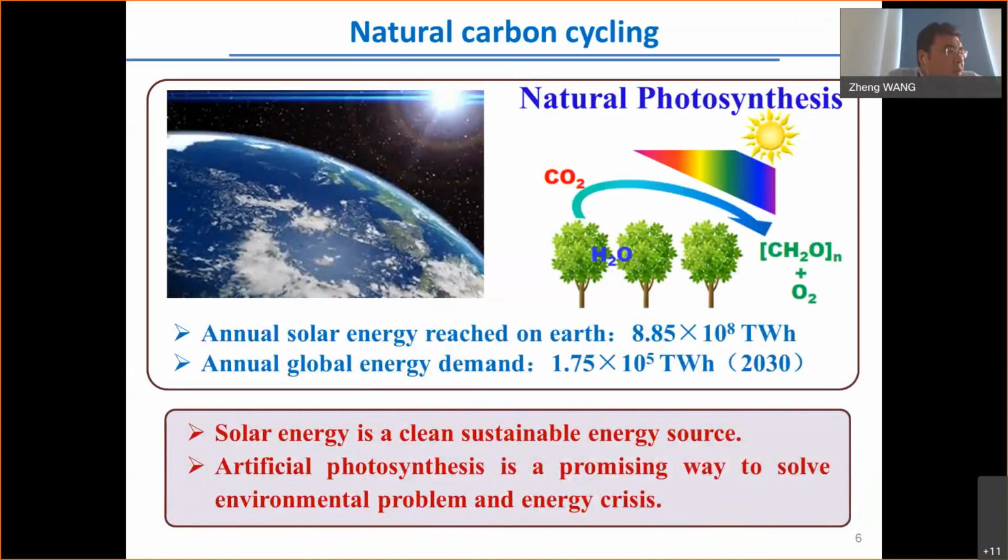In nature, green plants can convert carbon dioxide and water into organics, such as biomass, using sunlight. Solar energy is a clean, sustainable energy source. The solar energy reaching the Earth is 5,000 times the global energy demand. Inspired by natural photosynthesis, solar energy conversion into hydrogen energy and high-value carbon-containing chemicals through water splitting and carbon dioxide reduction is a promising way to solve the environmental problems and the energy crisis. However, innovative technologies are highly required to promote the development of renewable energy conversion and accomplish carbon neutrality.